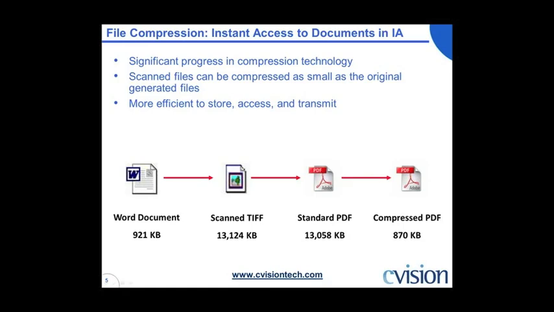And that's the difference. When you make your document smart, you really worry about super compression, searchability, and the output format, let's say PDF. You end up with something much more functional than a large bloated TIFF file, or even a large bloated non-searchable PDF file. There's been a lot of progress in compression technology in the last 10 years. CVision has been there from the beginning and at the forefront of delivering very smart compressed searchable documents in PDF format. Our scan files can be compressed, as you see in this example, as small as the original generated files. It makes them a lot more efficient to store, access, and transmit.